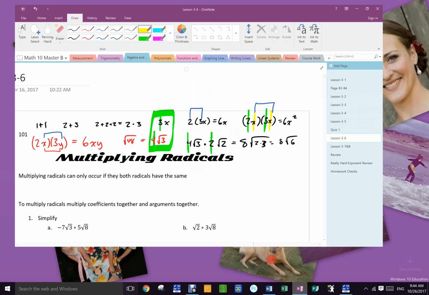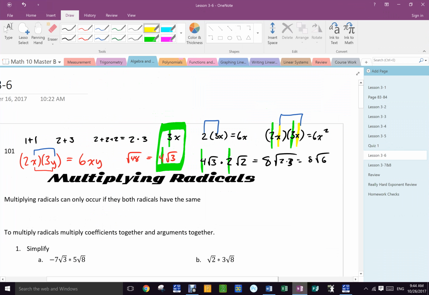But there are some rules that we need to follow, okay? One of those rules is this. Multiplying radicals can only occur if both radicals have the same index. What's the index? It's that little number right there. Okay? So this works. That is okay, because they're both square roots. But does this work?